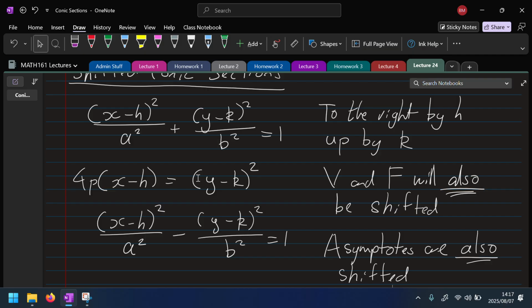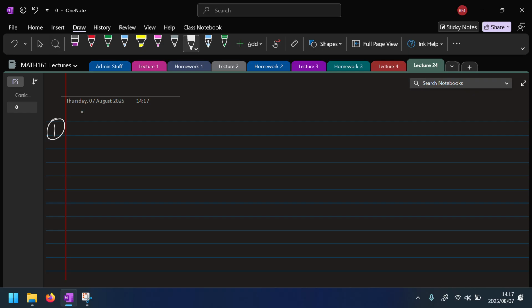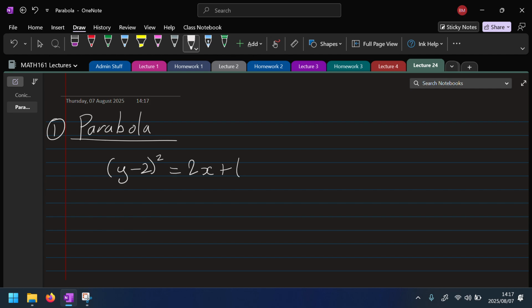Okay. Let's have a look at sketching now. So number one, the parabola. We'll do one of each just for time. Then the rest of them, you can have a look at the tutorial. The solutions are already up, so you can have a look at those. So we've got (y minus 2) squared equals 2 times (x plus 1). It's a parabola. What we want to do is find the points, so the vertex, focal points, and so on, and then sketch it.